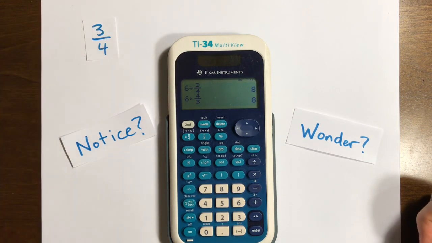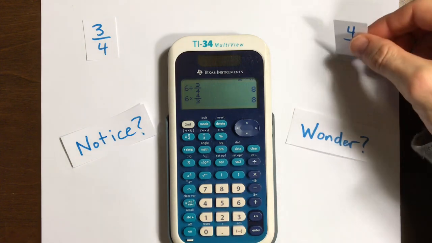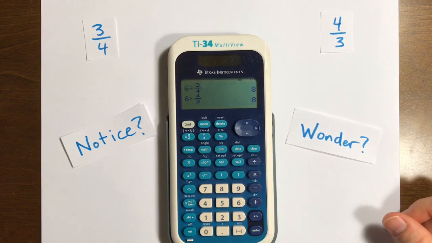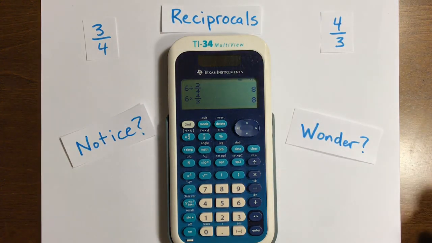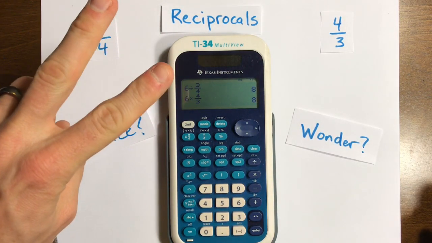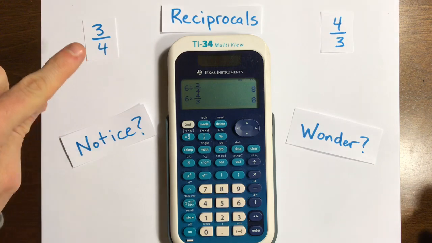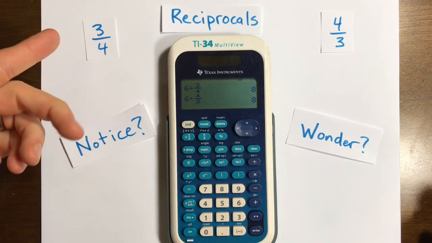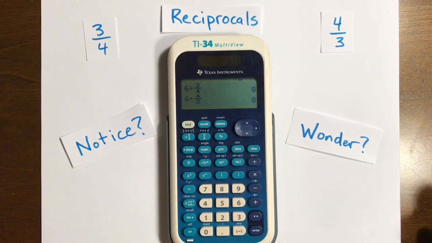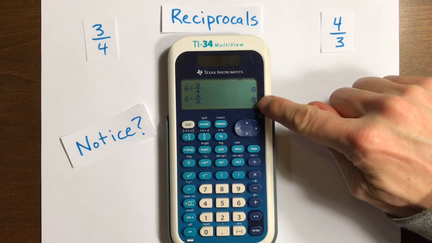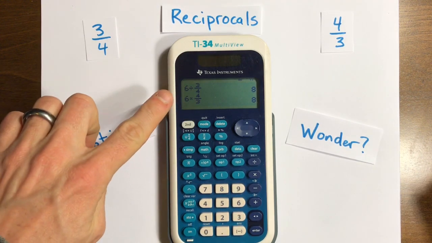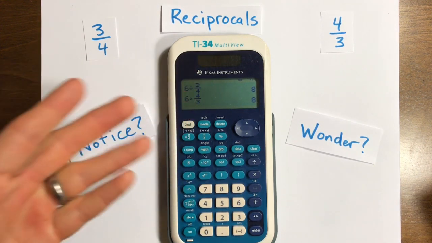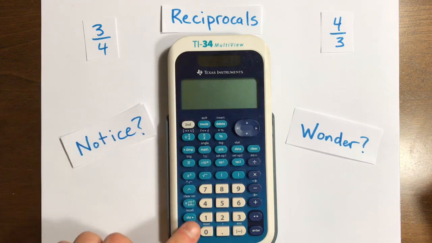These 2 fractions, 3/4 and 4/3, are called reciprocals of each other. 2 fractions are reciprocals if you can get one by flipping the other one upside down. I hope you also noticed that the answers to these problems are the same. 6 divided by 3/4 has the same answer as 6 times 4/3.